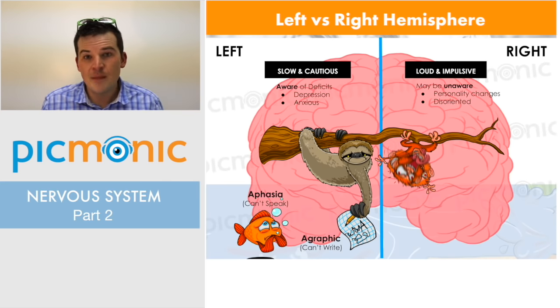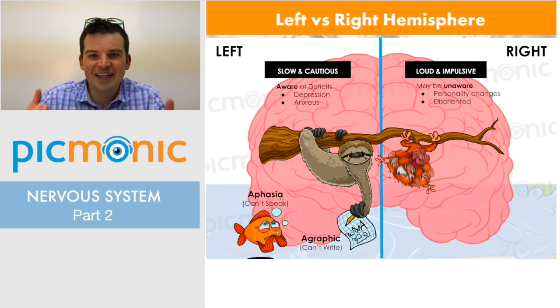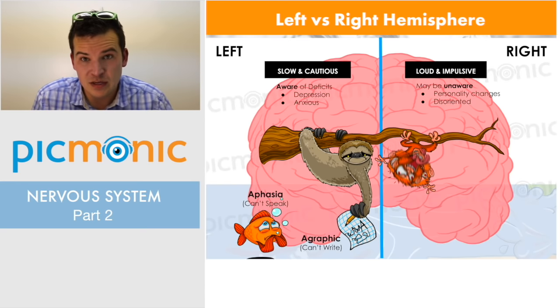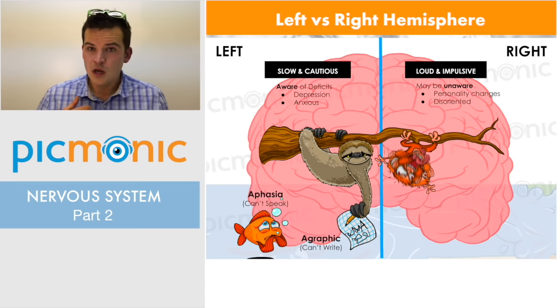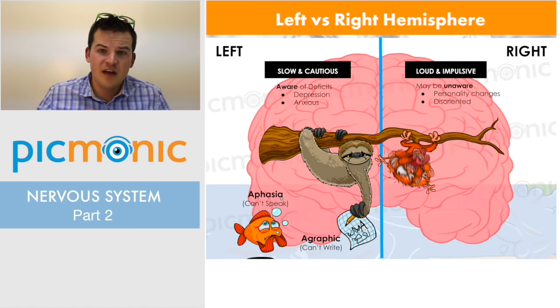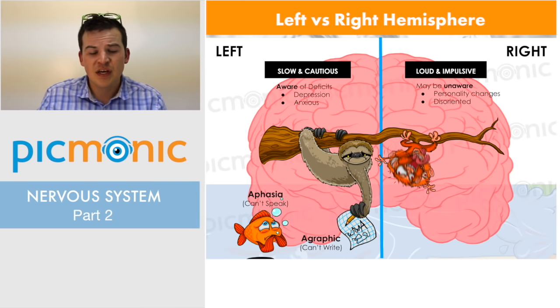So they know that something is wrong, but they can't tell anyone. And they can't write it to express and tell anyone that something's going wrong. You are perceiving it from them, and they're having a lot of trouble explaining what's going on. Because of this, they become very cautious. They get depressed, and they're very anxious.